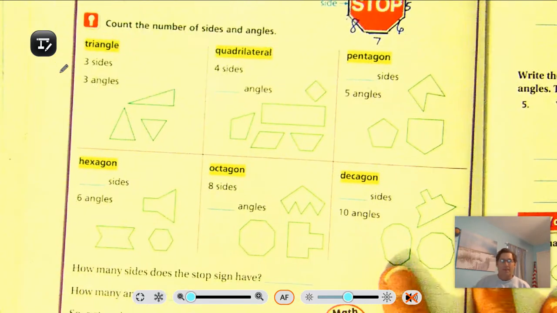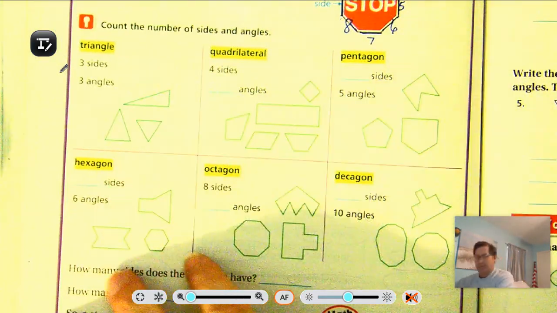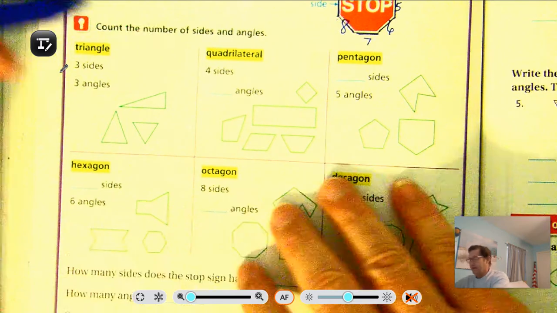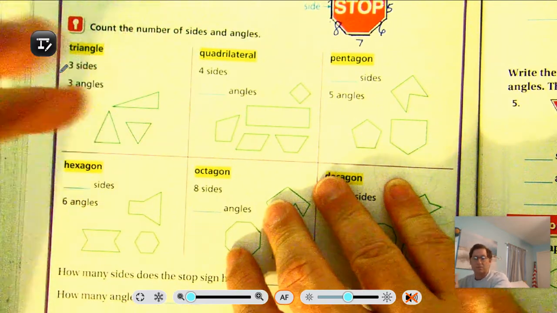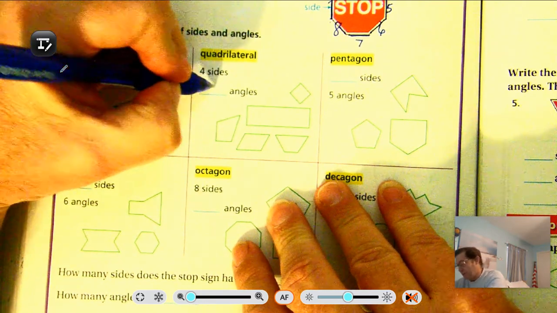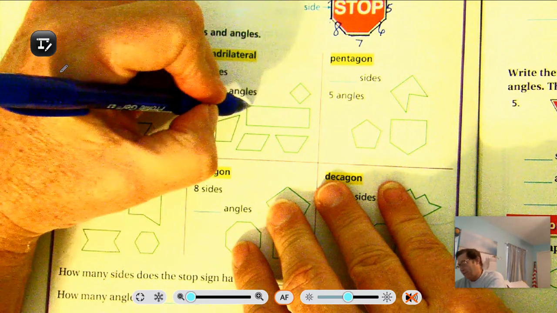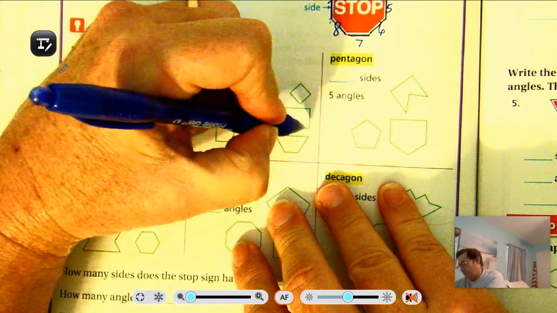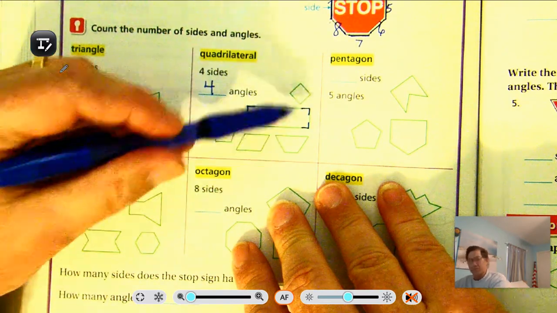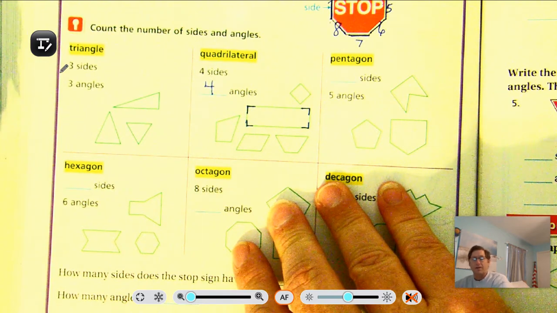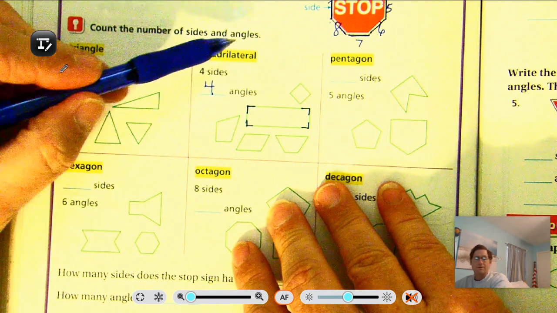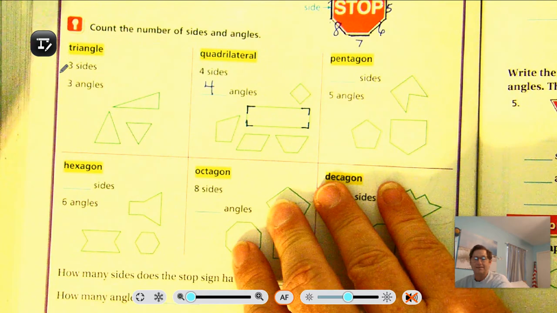Anything with exactly 3 sides and 3 angles is a triangle. The general classification of anything with 4 sides and 4 angles is a quadrilateral. So it has 4 sides and 4 angles: 1, 2, 3, 4. Where I've outlined the corners, those are the angles. So 4 angles, 4 sides is a quadrilateral. Quad means 4, lateral, sides, 4 sides.